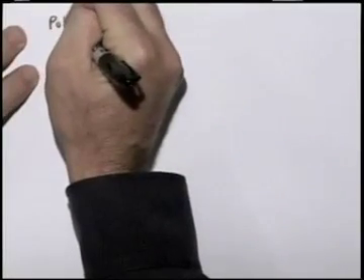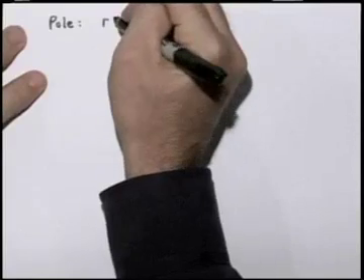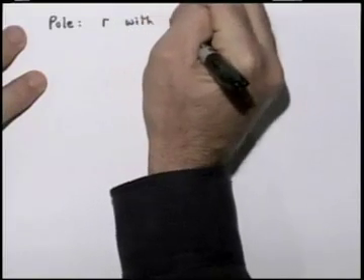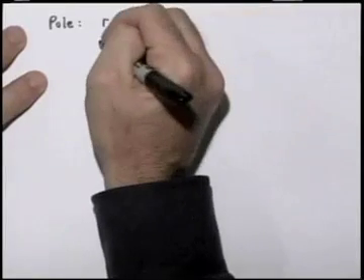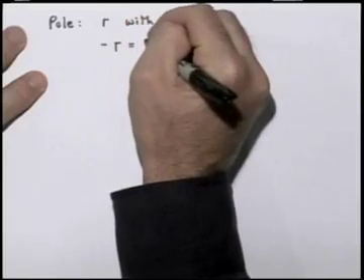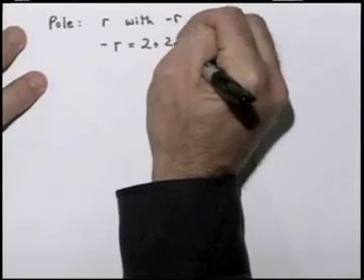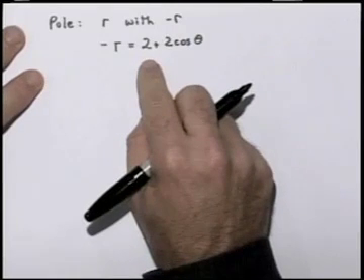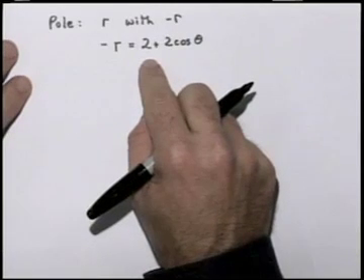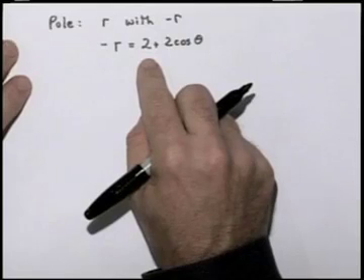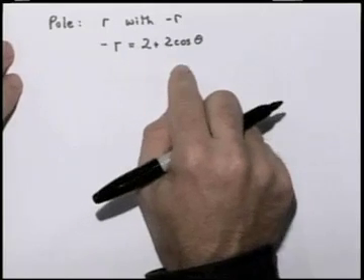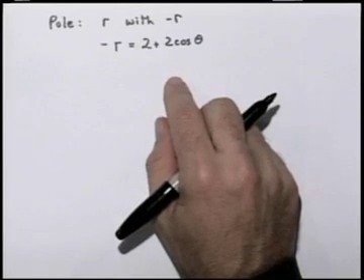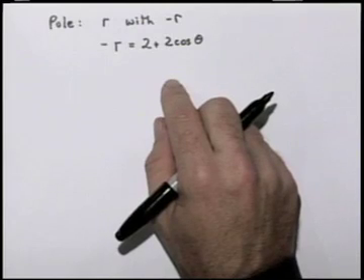Next, we'll check for symmetry with respect to the pole. To do this, we replace r with negative r. So we get negative r equals 2 plus 2 cosine of theta, which is clearly not the same as r equals 2 plus 2 cosine of theta, so the test fails. The graph may or may not have symmetry with respect to the pole.